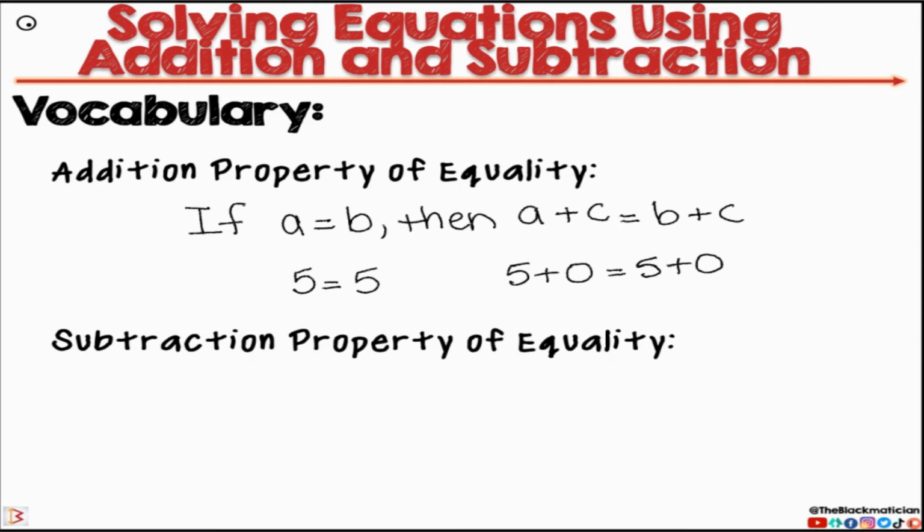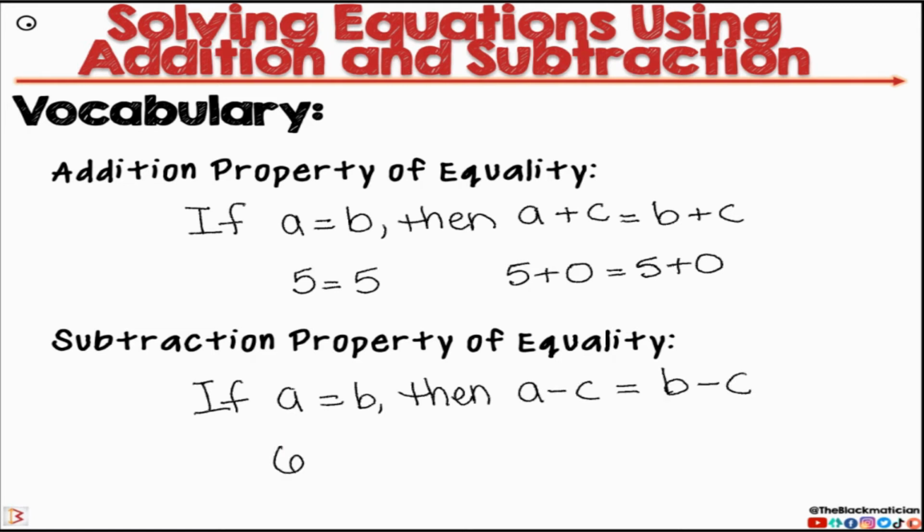The same thing with the subtraction property. If A equals B, then A minus C equals B minus C. So if I do 6 equals 6 and I decide to subtract 0 from both sides, I'm still going to have the same answer of 6 equals 6. They're still going to be equivalent equations because I did the same thing on both sides. I subtracted the same number from both sides.